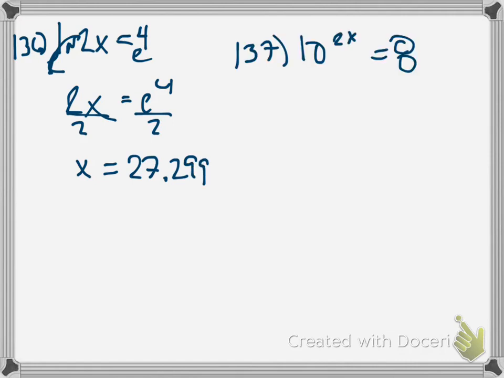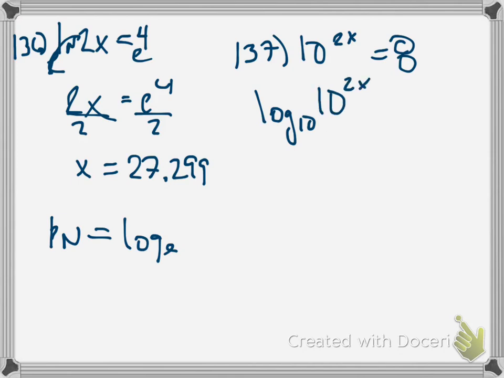Alright, 137 is probably a lot similar to the 132, but for some reason I feel like that one's simpler. Okay, so just the way e and ln cancel each other out, because technically ln is log base e, logs and their bases kind of cancel each other out. So I can do the same thing here. I can say log base 10 of 10 to the 2x will cancel out. But if I do that on one side, I've got to do it to the other side.